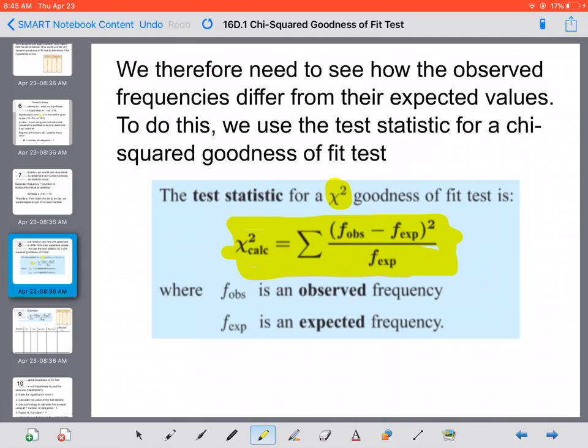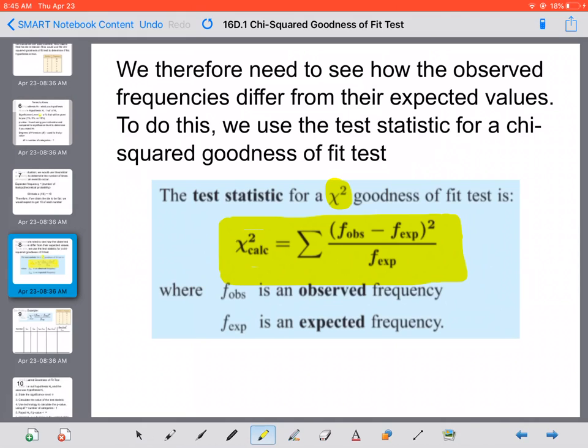So this is the calculation that your calculator is doing. Now, if you have a TI-83, it's going to take a little bit more work for you to get this actual value. But if you have an 84, you actually have a goodness of fit test on your calculator.